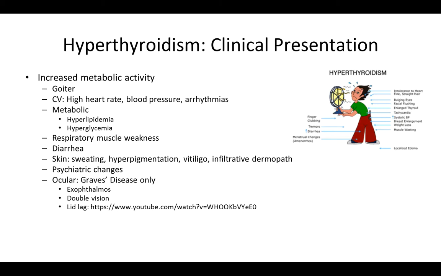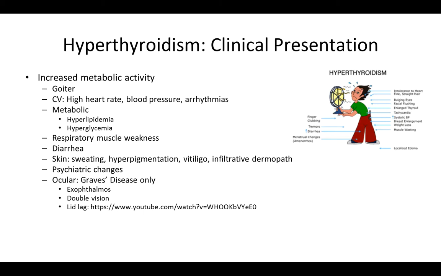The pathophysiology of hyperthyroidism is related to excessive release of T4 and T3 from the thyroid and into the circulation. And this results in an upregulation of the metabolism of the body. So this will cause symptoms including goiter, high heart rate, blood pressure, and arrhythmias. There will be signs of hypermetabolism such as hyperlipidemia and hyperglycemia. And there will be other symptoms including respiratory muscle weakness, diarrhea, skin changes, psychiatric changes including mania, anxiety, depression, and basically acute mental issues. And then finally there can be ocular manifestations, and these occur only in Graves' disease.